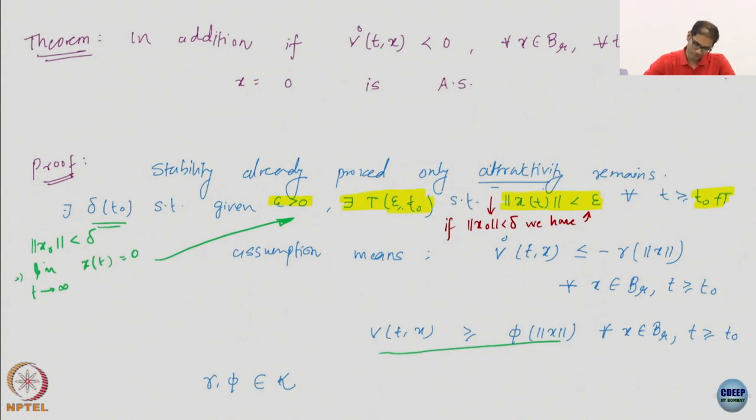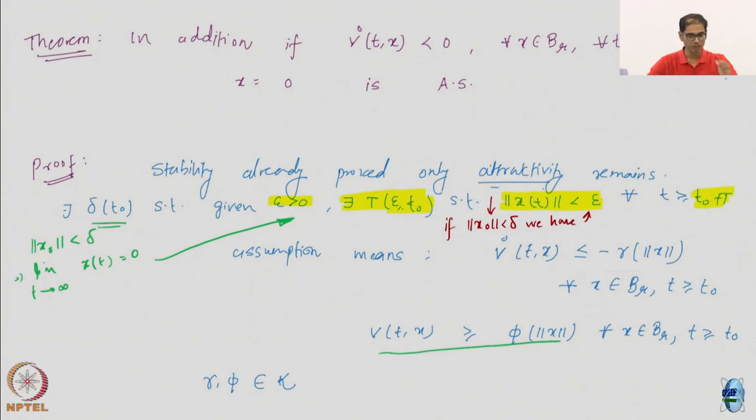Once we have understood this alternate definition for attractivity, let's try to prove this. All right, because I would never have been able to prove anything with the limit definition. Okay, it's as simple as that. So the assumption we have means that V dot is upper bounded by the negative of a class K function.